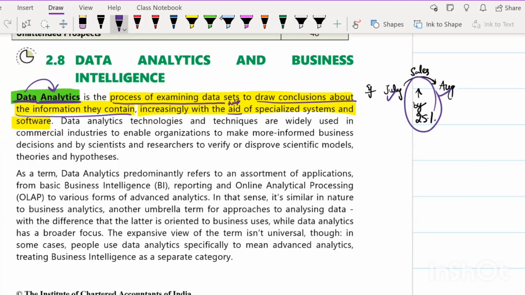Now, since it is the seasonal product of August, the product sales might have increased. So with whatever data you have, you will come to a conclusion on why such data has happened, or why such instances happened. You can take help of the specialized systems and software that are available these days in the market, and with the help of that you can process the data and draw conclusions depending on it. So this is nothing but your data analytics, where you just analyze the data and come to a conclusion.